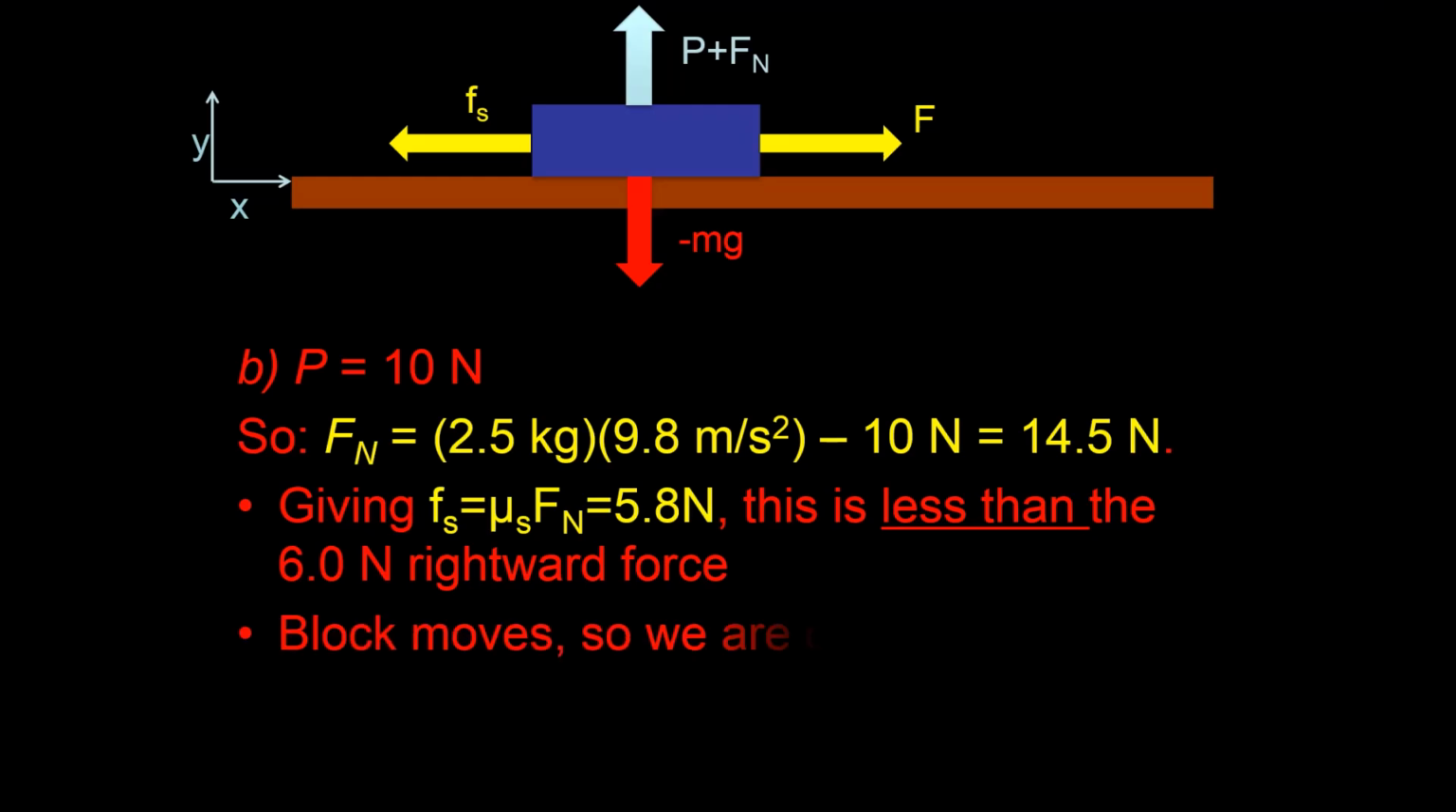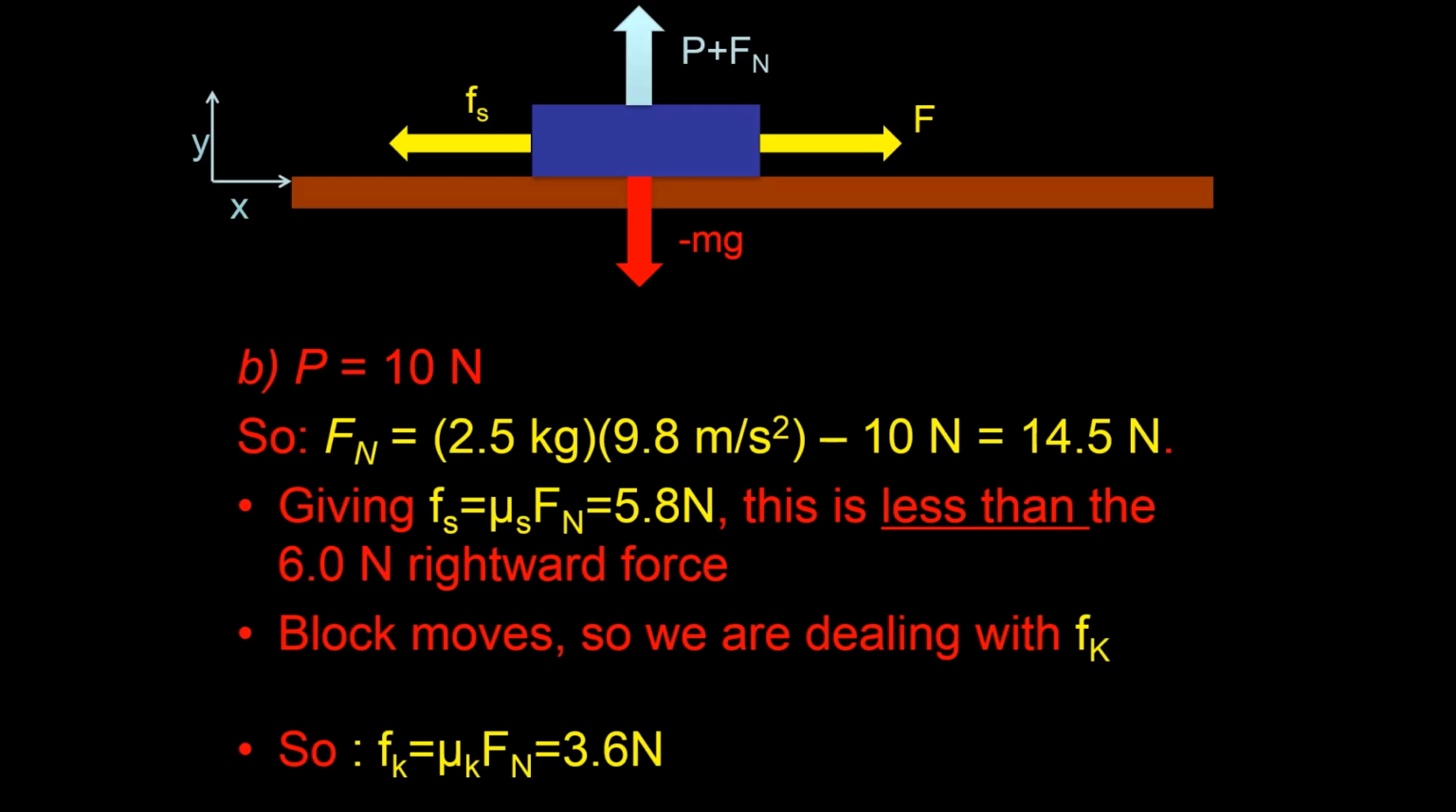The block moves, so we're dealing with Fk here. So Fk equals mu N, which equals 3.6 newtons. So what we would have to do is, as we have exceeded static friction, the kinetic friction on this system would end up now being the kinetic case. So we would have to use mu k, the kinetic coefficient, times N.